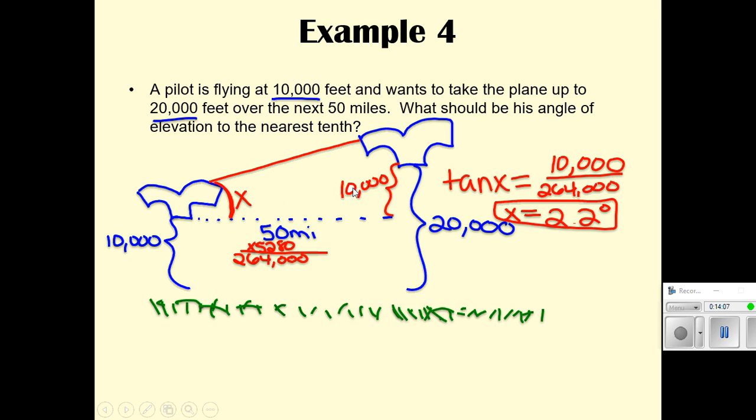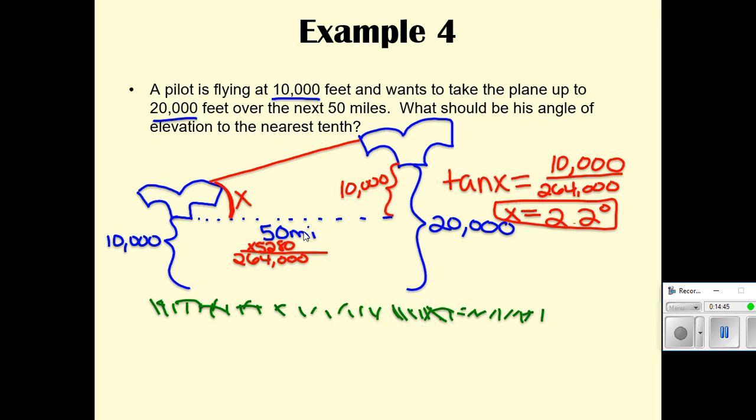And you have the opposite, which is from here. After 50 miles he goes, so from the plane here, let's say that's the plane, it's going to go for 50, and then from there he's going to go up 10,000 more. So this right here, from here to here, is 50 miles. So we're going to do tangent x is opposite, which is 10,000, over 264,000. Now, how did I get that number?